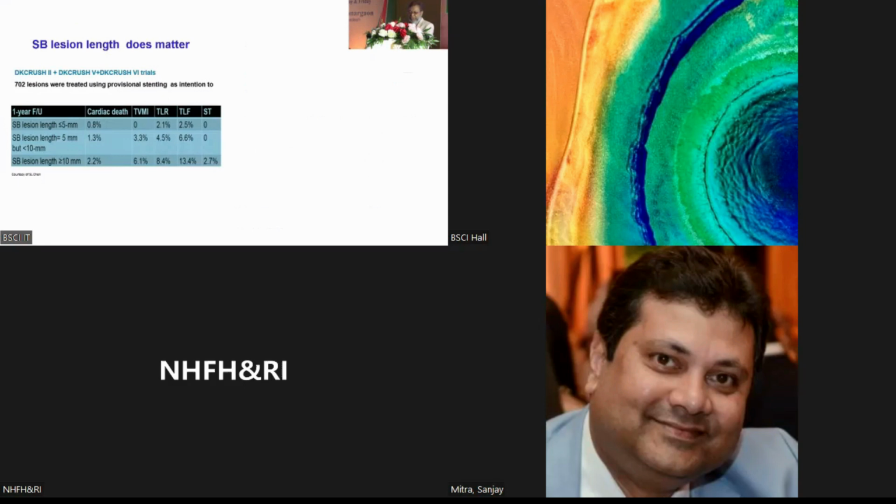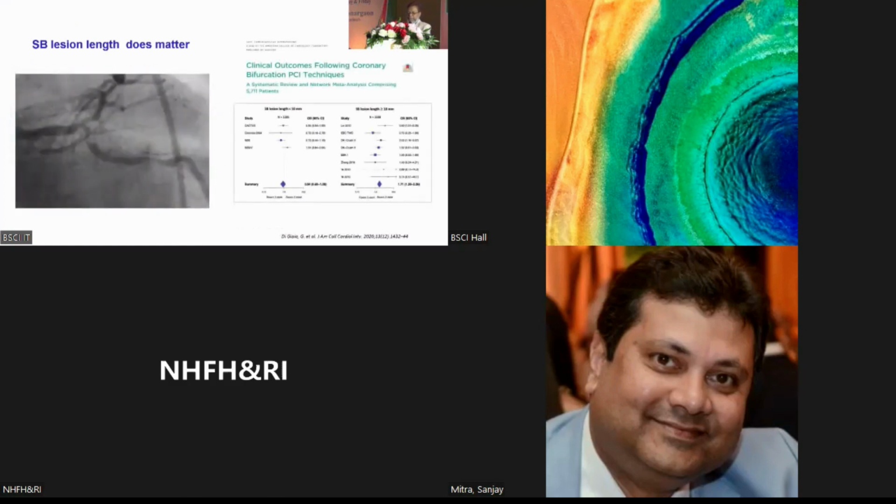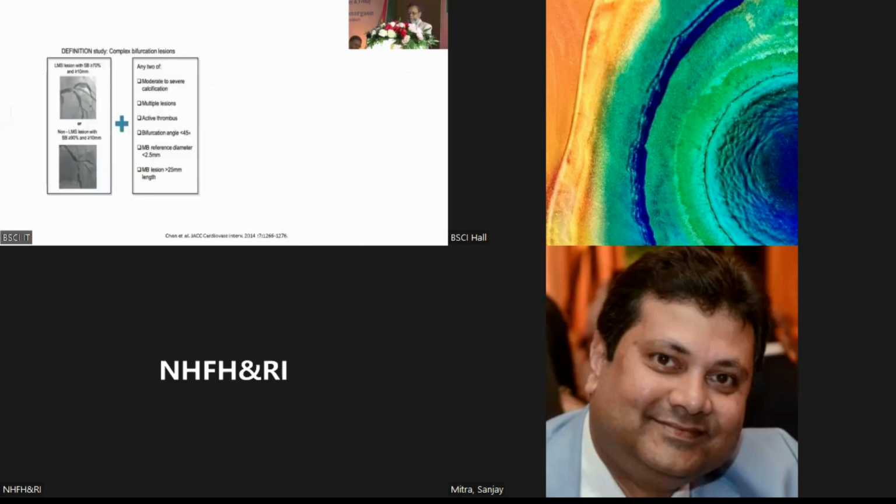If you see, if the side branch lesion length is more than 10 millimeter, then cardiac death, target vessel myocardial infarction, target lesion revascularization, target lesion failure, and stent thrombosis are all more. And in different studies, they also showed that the more the side branch length, the more the complications. And the DEFINITION II study, this slide was also shown by Professor Saidur Rahman.